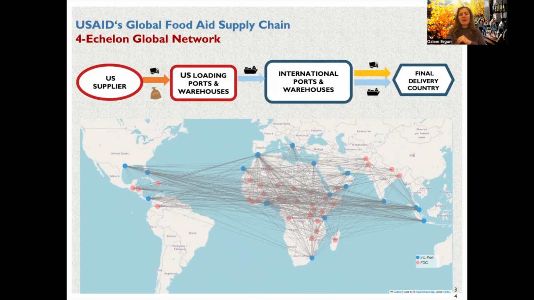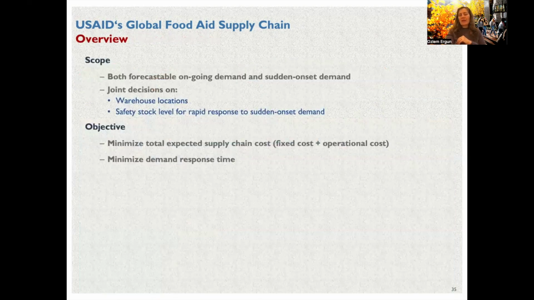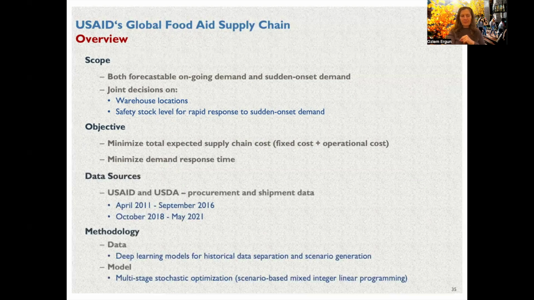And our goal is really trying to locate warehouses and decide on safety stock levels for responding to both ongoing demand and also sudden onset demand. And again, we would like to minimize the expected supply chain cost, including the fixed cost of opening the warehouses plus the operational cost, and also minimize the demand response time.